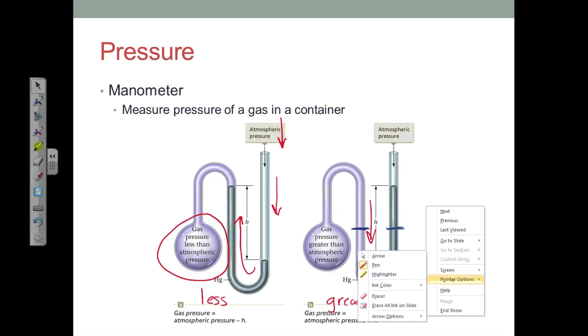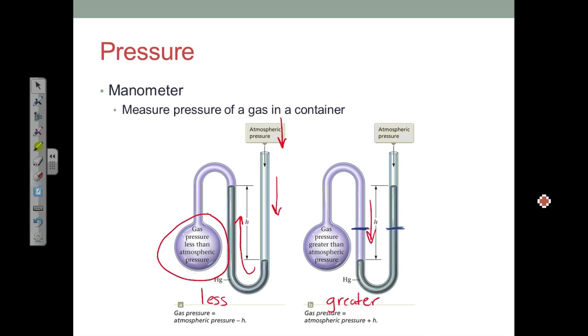Why do we use mercury? Because mercury doesn't want to stick to the glass walls, and it moves very freely at room temperature, and pretty much at any temperature. It moves very freely.